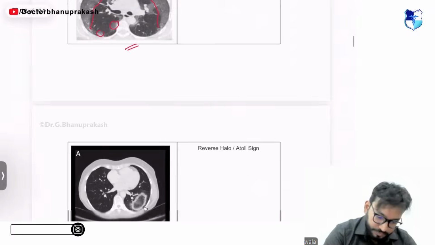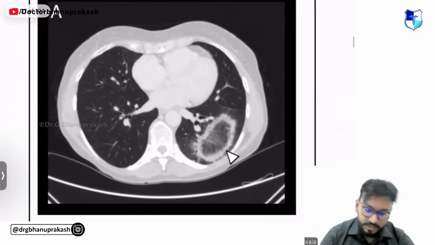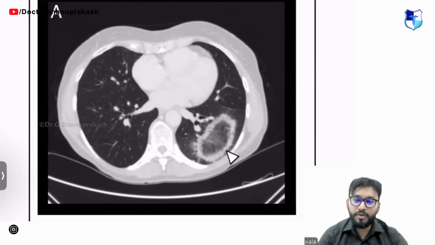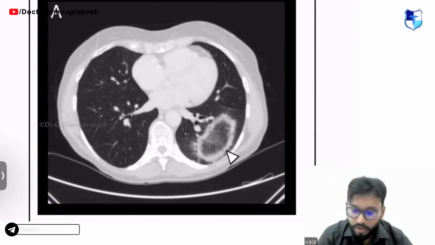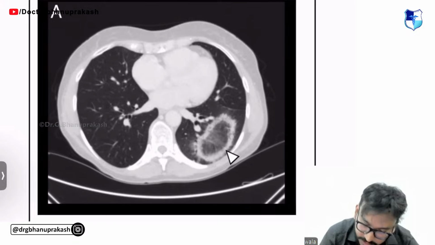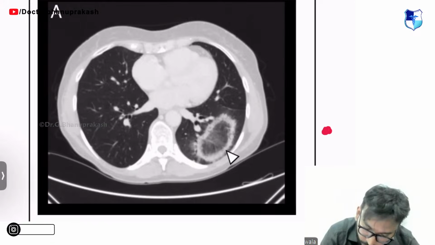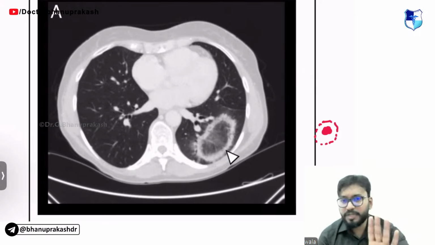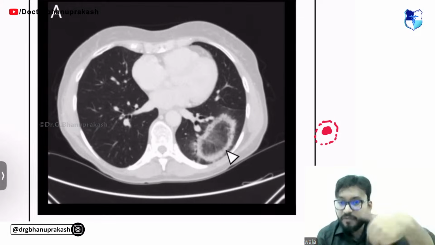Hold on. Look at this, guys. Okay, one more point. What is a halo, guys? You've seen a halo. What happens is that there is a central opacity, and surrounding it you see a halo. This is the halo sign. What is the reverse halo?